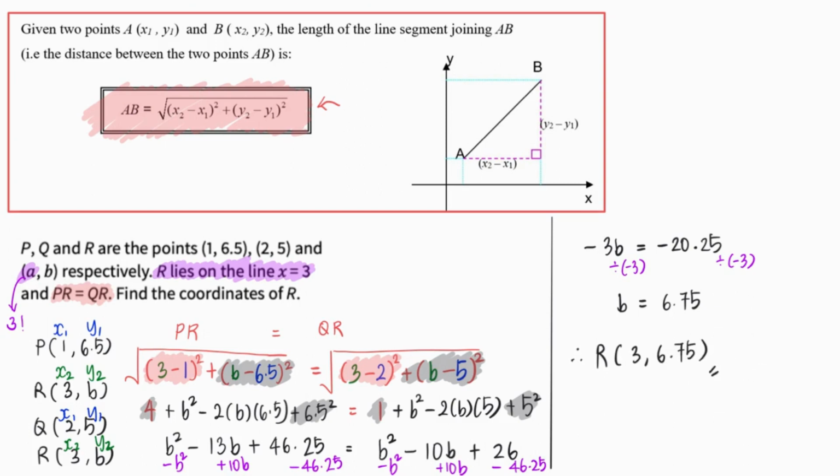So from this particular question, do take note of how Mr. Tan approached this question. Mr. Tan tried to look from the information given, like R is on the line x equals to 3. That gives me the value of A. And because the next piece of information is PR equals to QR, this has something to do with the length. I built on my knowledge of using the formula of the line segment to form an equation and solve for the next unknown B. Okay?